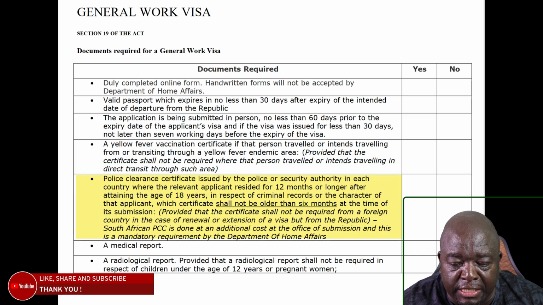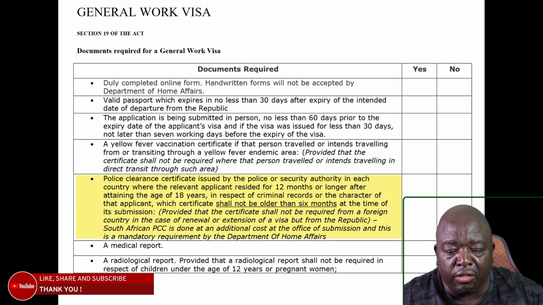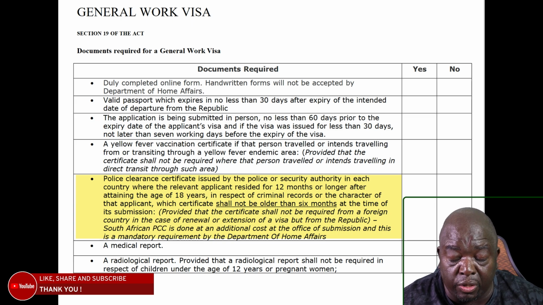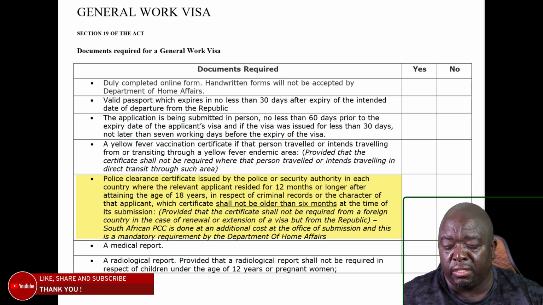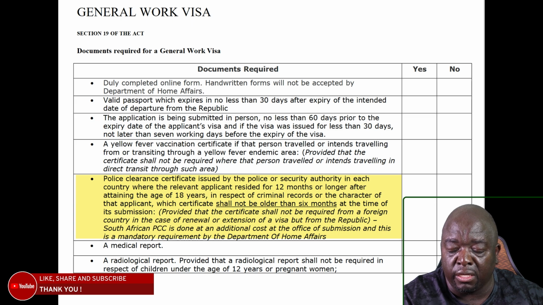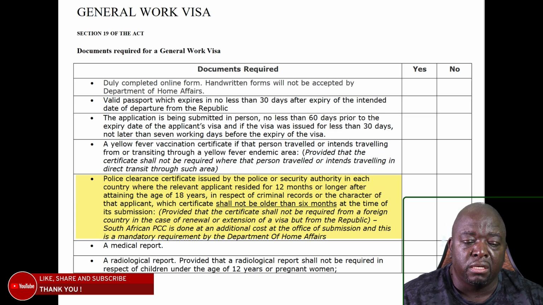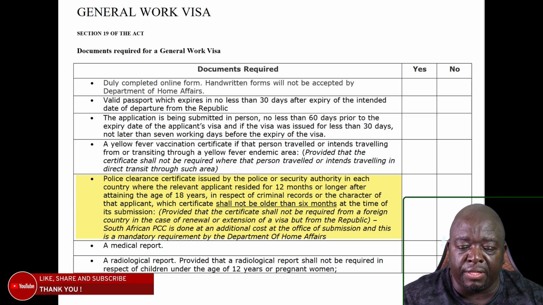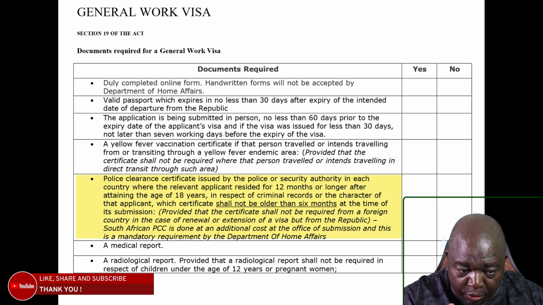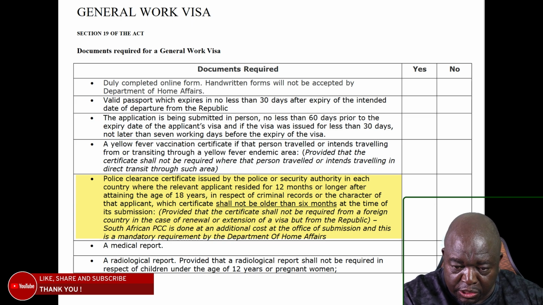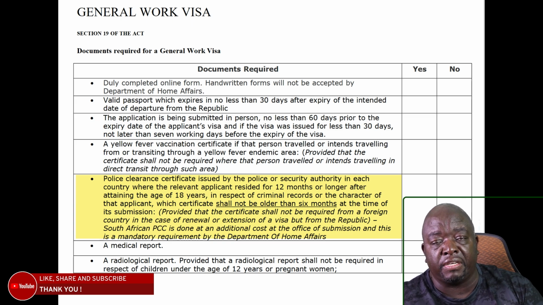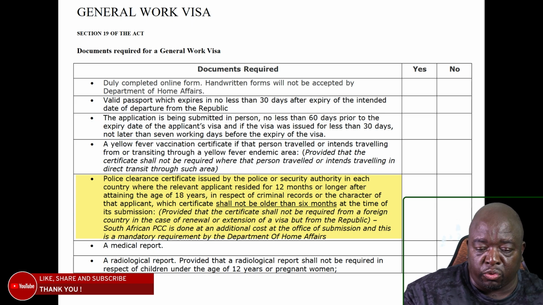The police clearance certificate, this you don't need to worry about as well, because in the money that we will pay, the 3,500 odd rand, the police clearance fee is already there. That money is within that 3,500 something that you need to pay, so you don't need to worry about this.